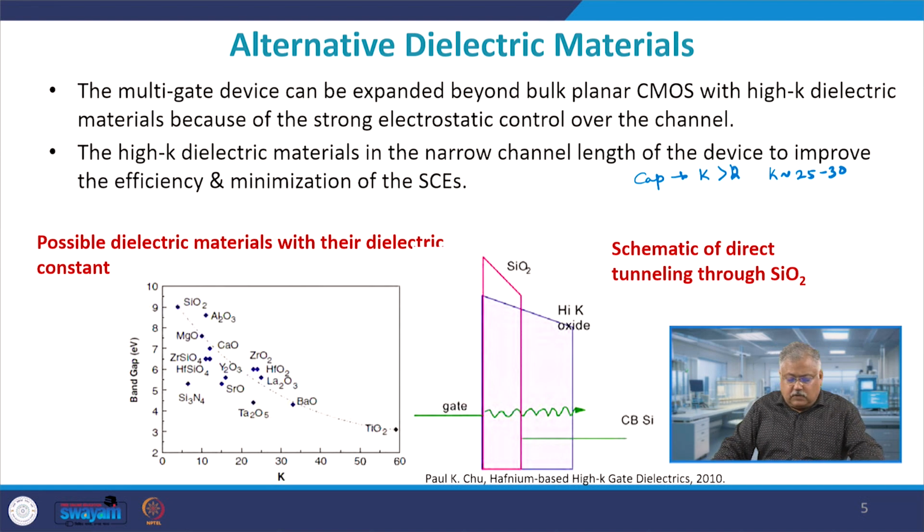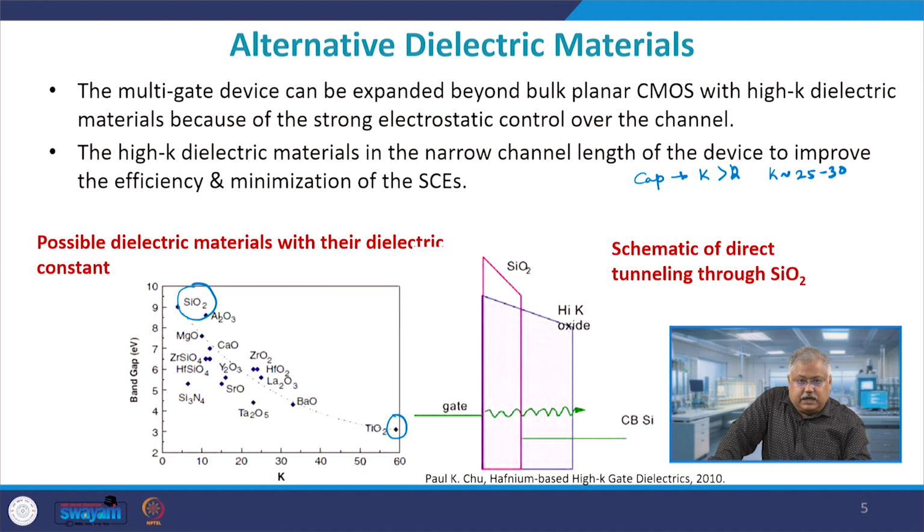Now, let us look at the left hand side graph here, the possible dielectric materials and their constants. So, let us look at the outliers first, the two outliers which we see here. The first outlier is silicon dioxide, which is around 3.5 to 4, and the other one is titanium oxide, around 60, right. 60 is very large, but the problem is that these titanium oxides do have a band gap which is about 3 electron volts, and that is the cost you pay for having a higher dielectric constant.